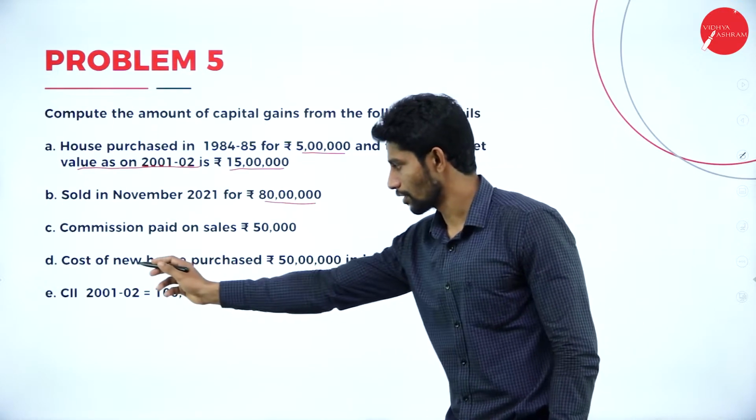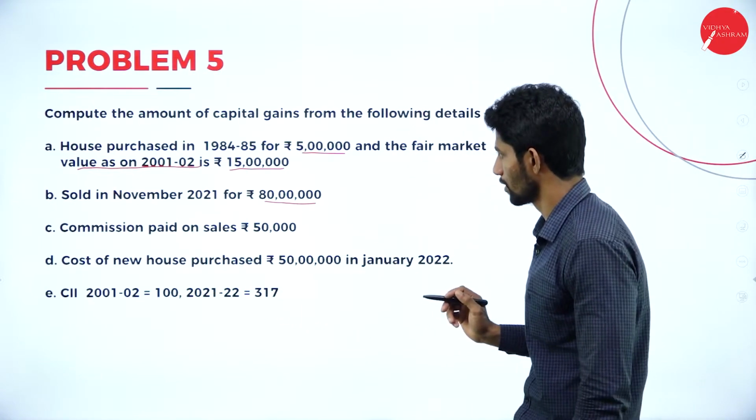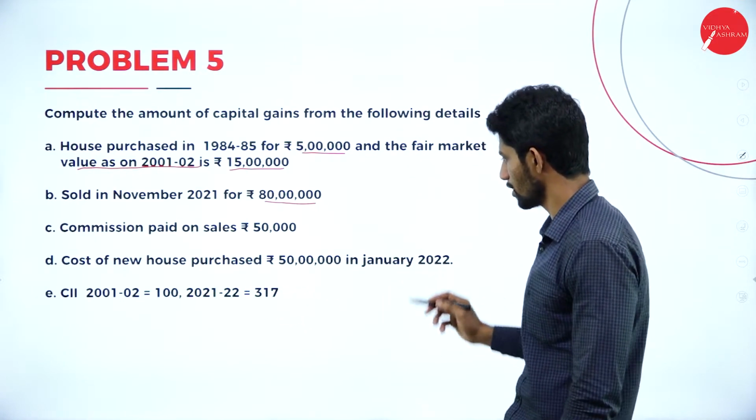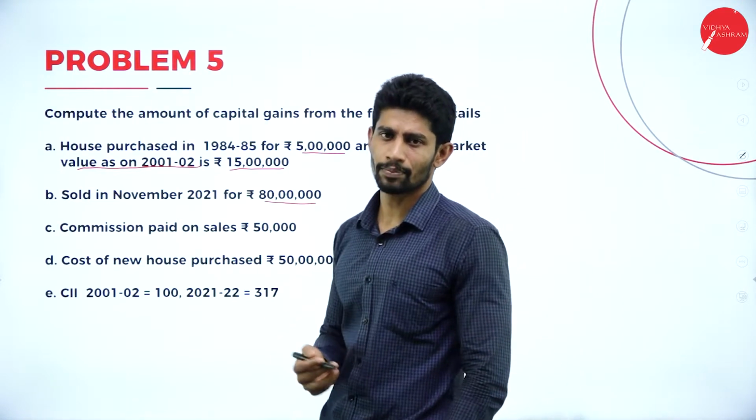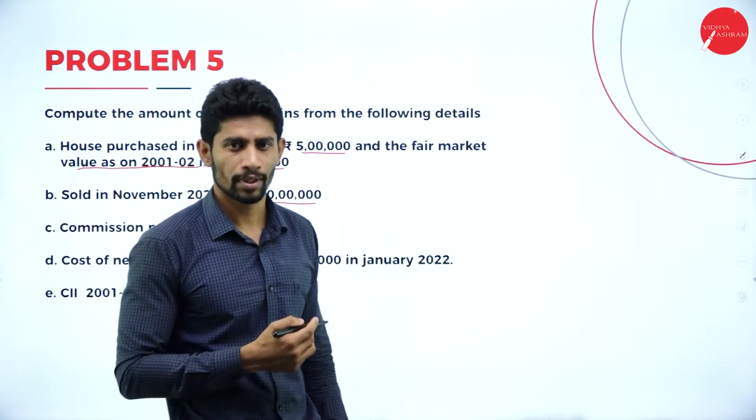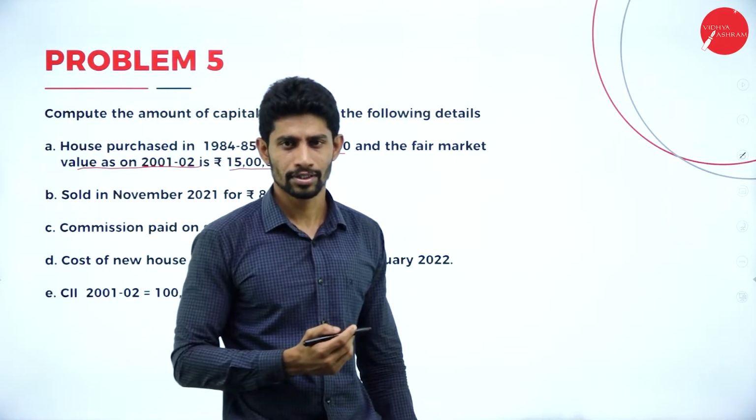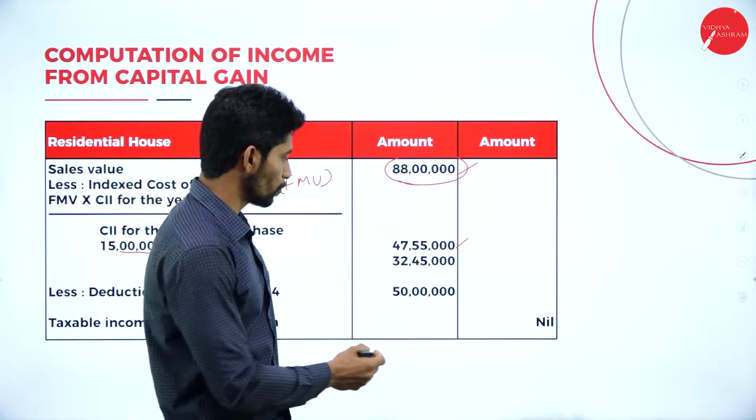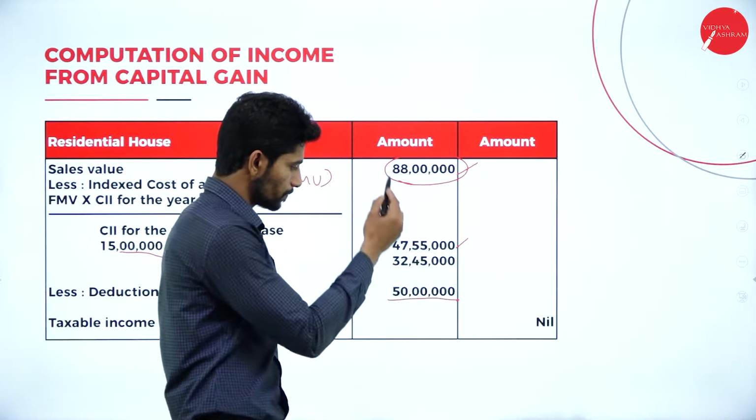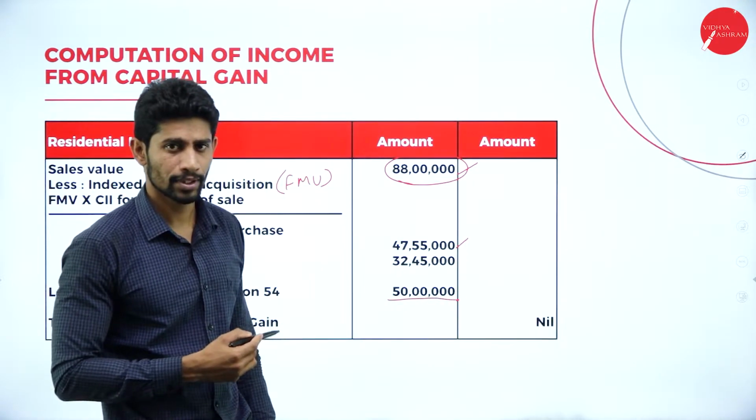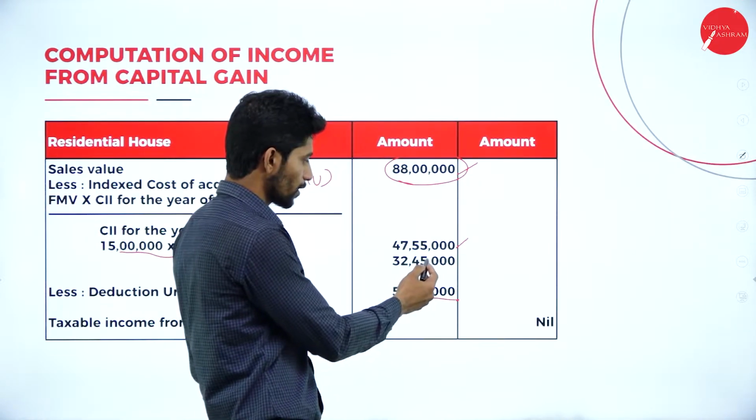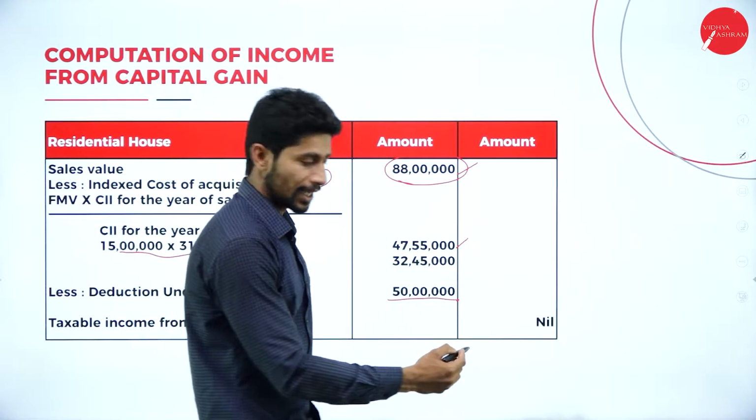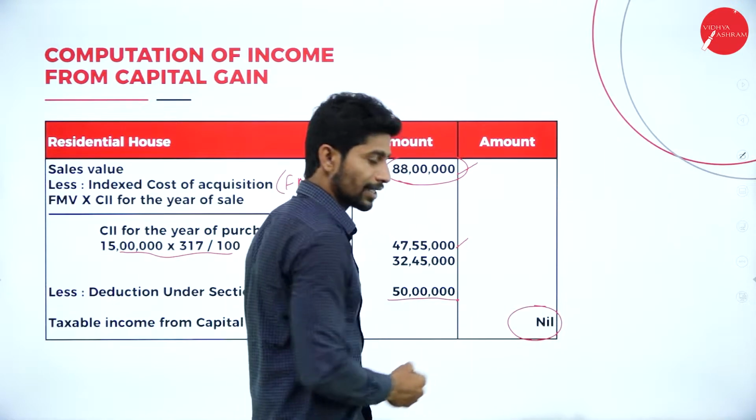So here you can see cost of new house purchased. Cost of new house purchased is rupees 50 lakhs. So after selling the property, he purchased the new property to claim deduction under section 54. So what is the value of new property? It is rupees 50 lakhs. So deduct 50 lakhs from 32 lakh 45,000. Then taxable income will be nil.